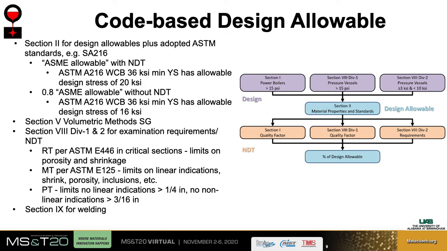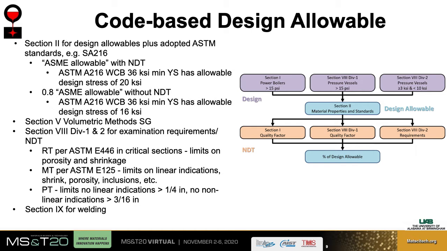So the rules for construction of specific components are in sections like Section 1 for power boilers and Section 8 for pressure vessels. They then call out Section 2 for material properties. Let's use a common carbon steel grade as an example, ASTM A216 WCB, which has a minimum yield strength of 36 KSI. Per Section 2, the allowable design stress is 20 KSI.